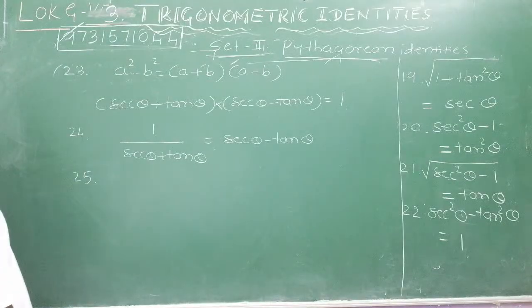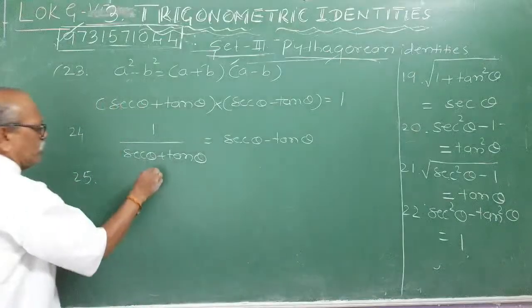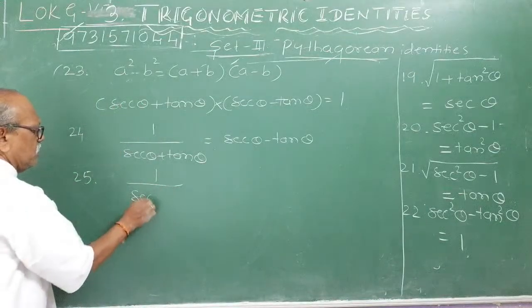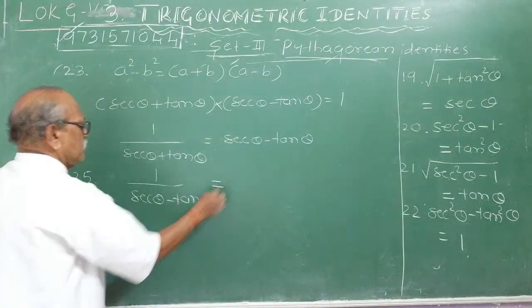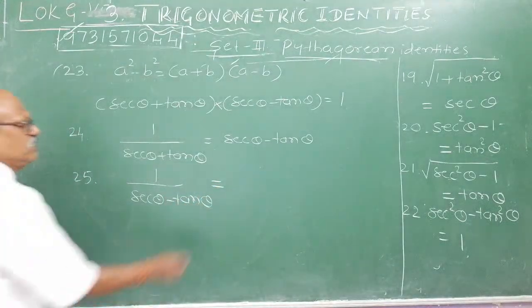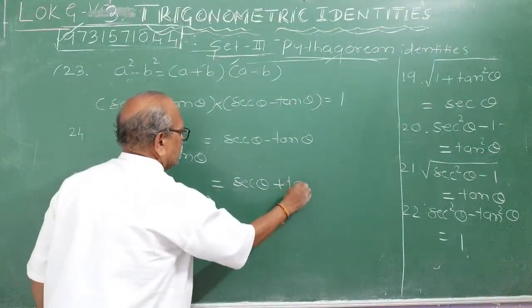25th. Now you take sec theta minus tan theta to the right. What do you get? 1 upon sec theta minus tan theta is equal to sec theta plus tan theta.